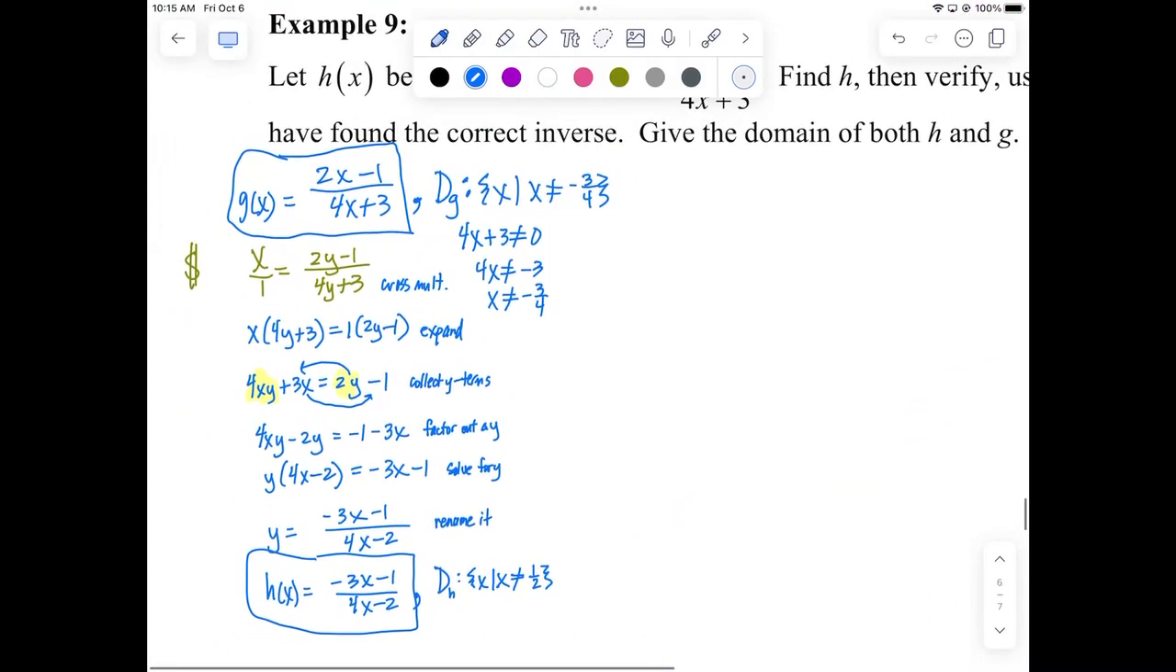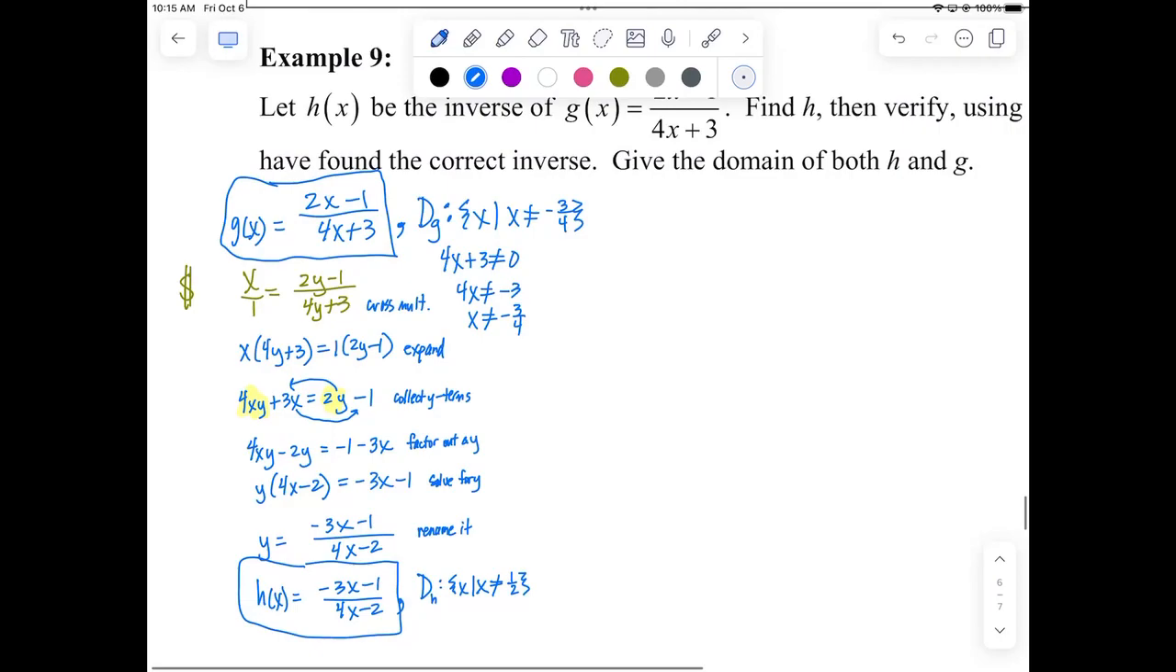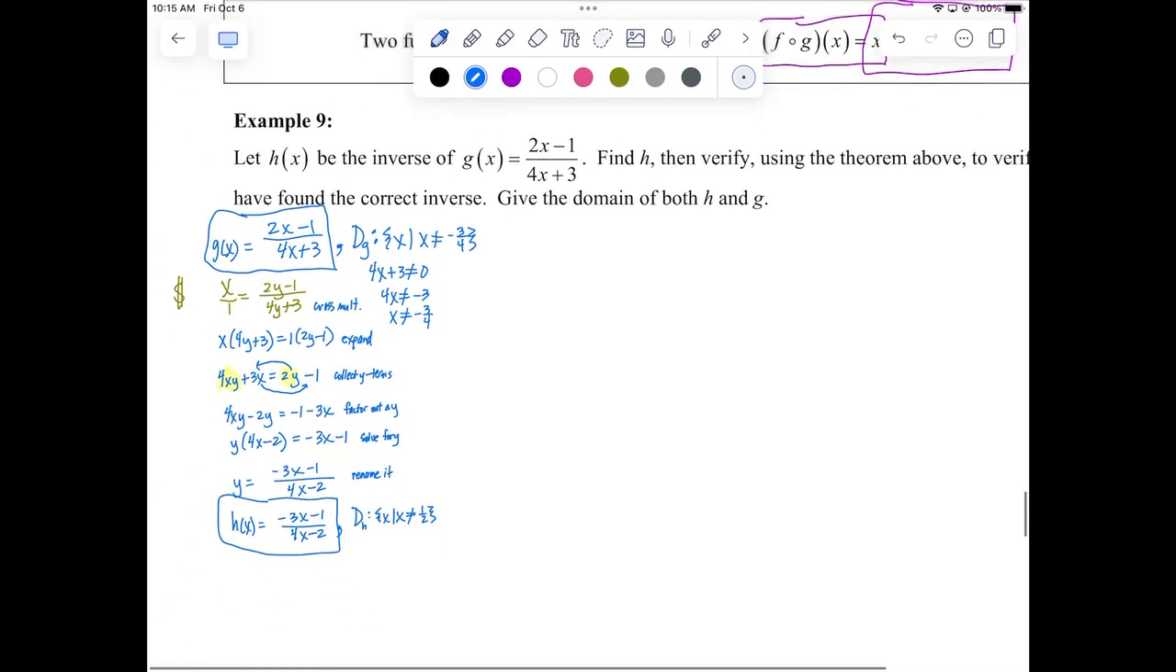Now, do you want to do h of g of x first? That's hog. Or g of h of x? That's go. Let's do hog first. I like that. So I'm going to draw a line right here to separate our work. Let's do h of g of x. Or hog of x.